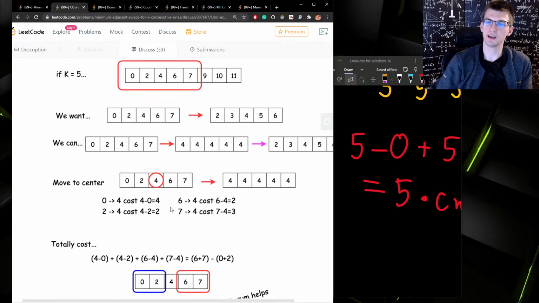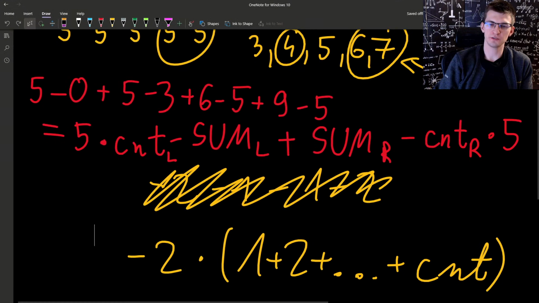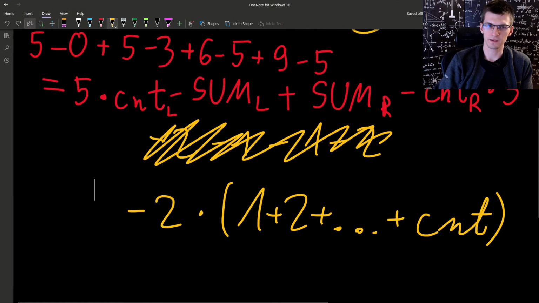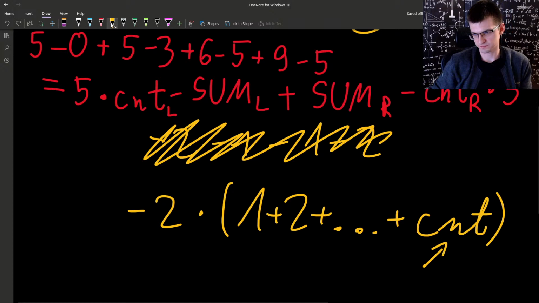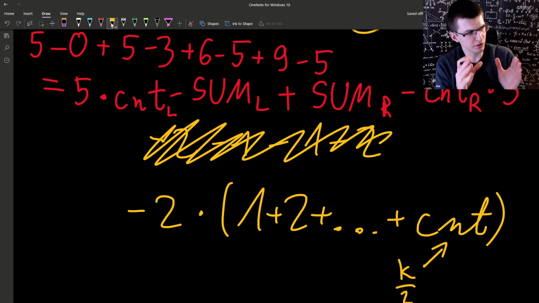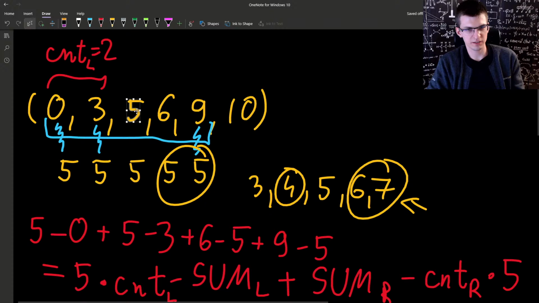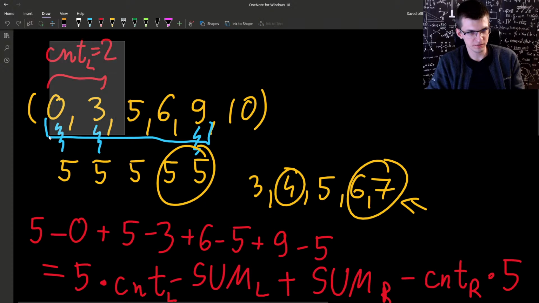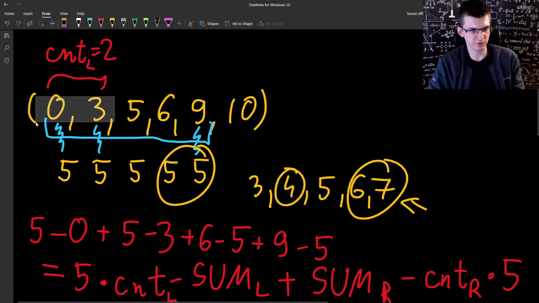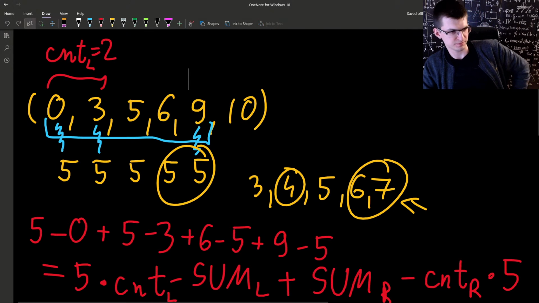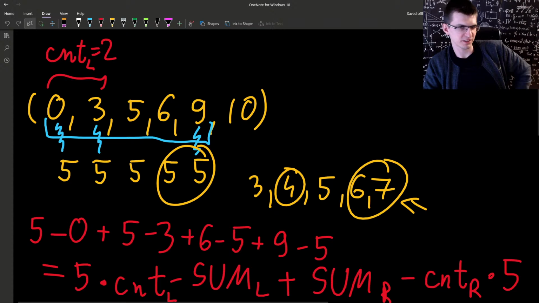Is count means k? Actually, count is k over 2, plus minus 1. Because count means the number of elements on the left from the middle. Like here, by count I mean 2, because there are 2 elements on the left from 5. And on the right part there are also 2. So count isn't k. Count is k over 2.